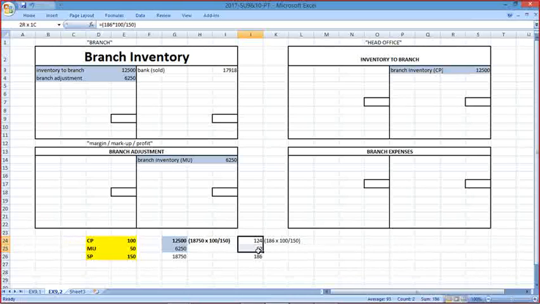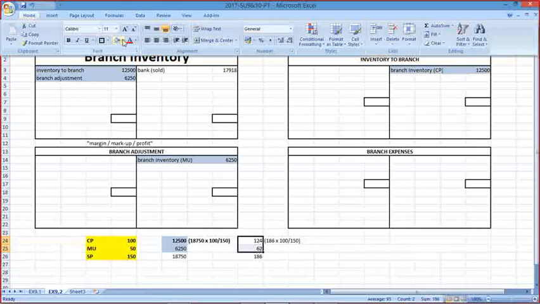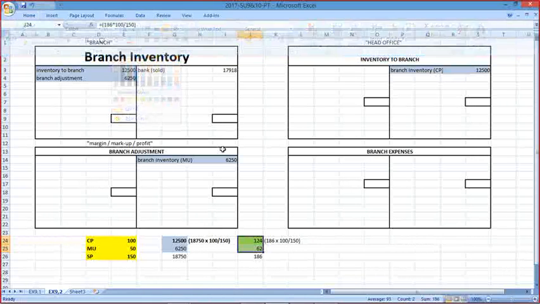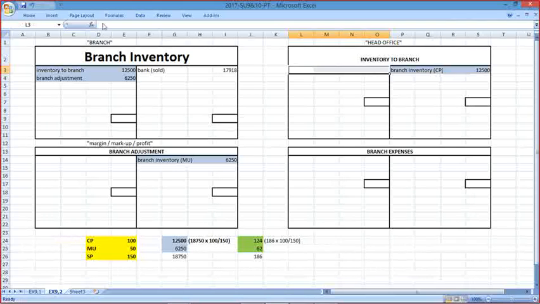So where is that going to go? So that 124 would be a debit at the inventory to branch. Perfect. That 62, just think about it. 62 will go here because that's the markup. So that's a branch adjustment, because the adjustment refers to the markup or the profit.